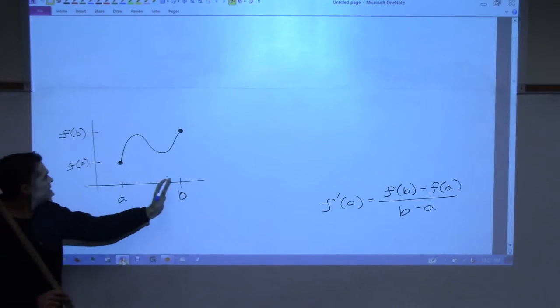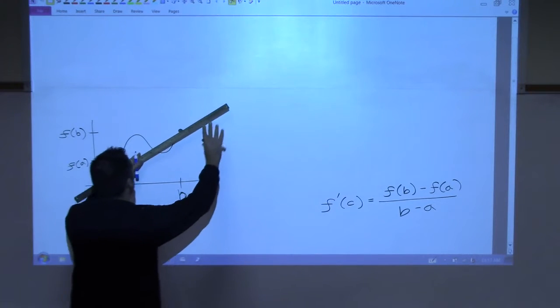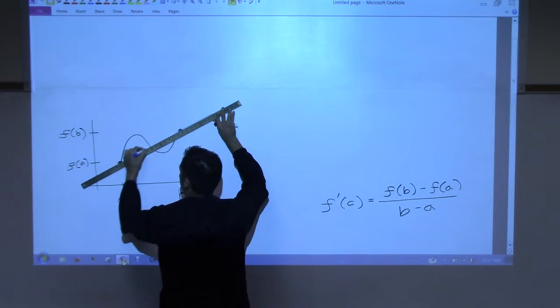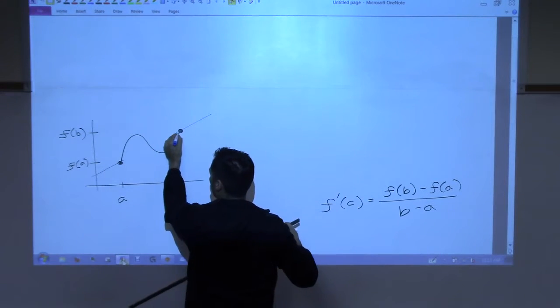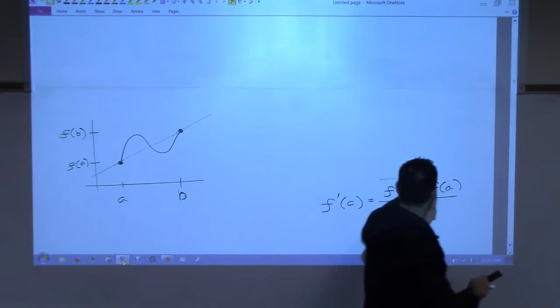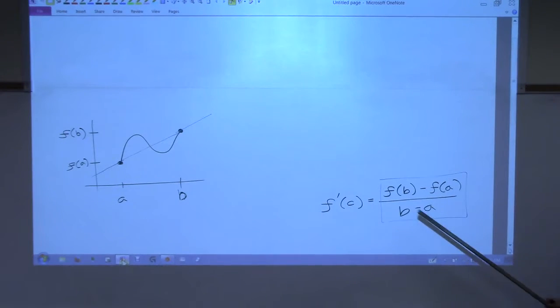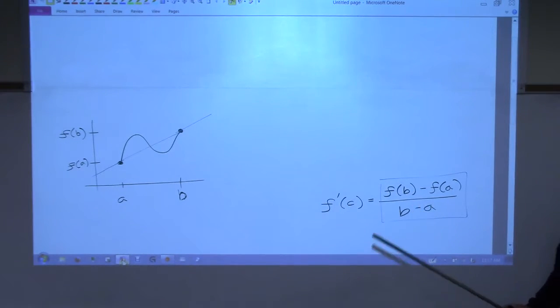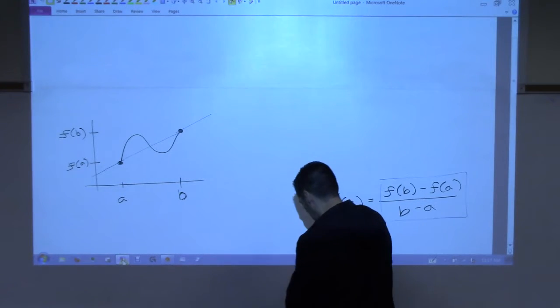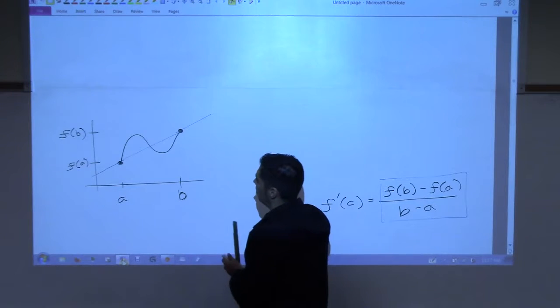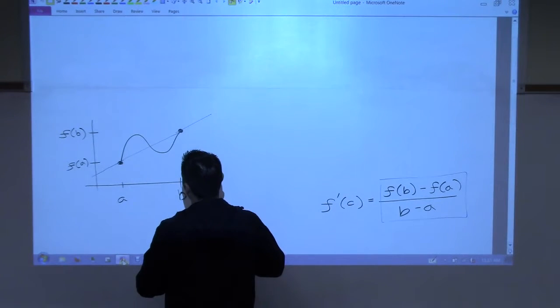So there has to exist someplace. Do y'all see it in here? Let me draw this, this is my secant line, right? This blue line. The slope of that blue line is this piece. The slope of that blue line is this. Somewhere in here, there's a c where the tangent line runs parallel.